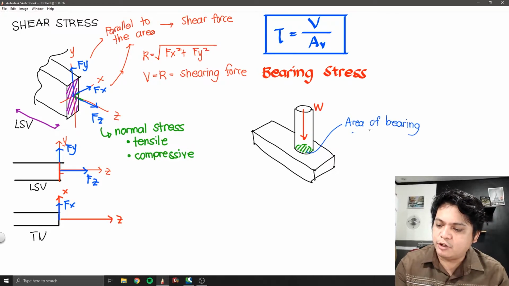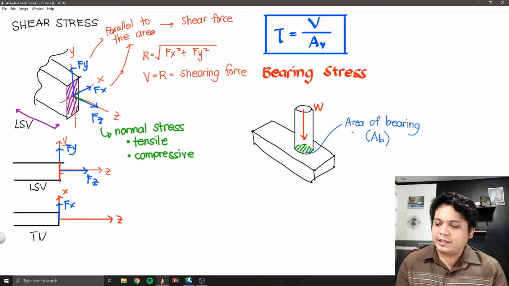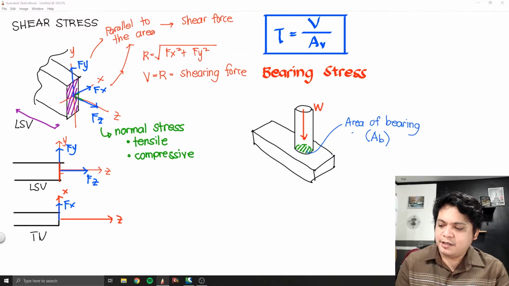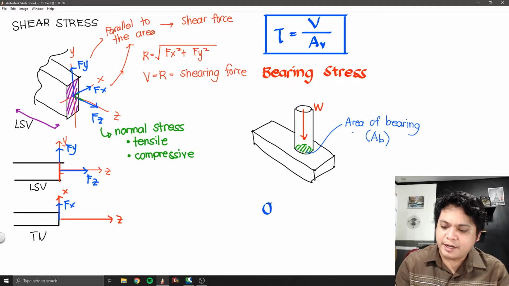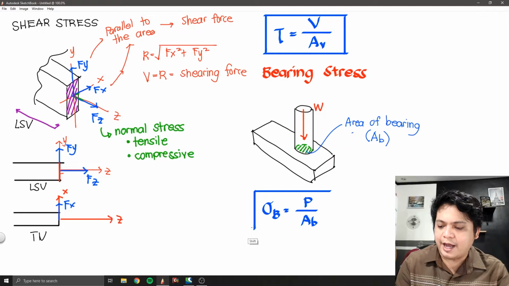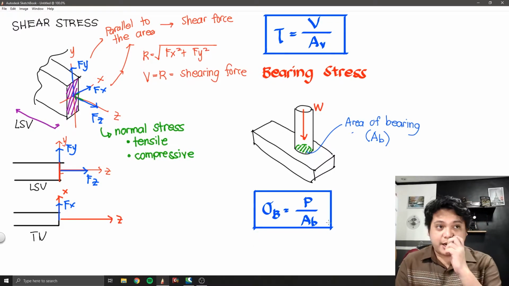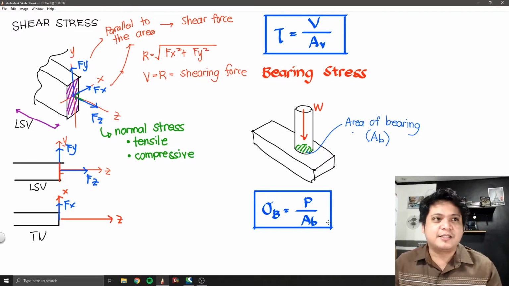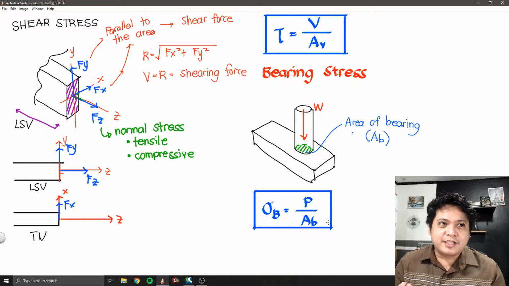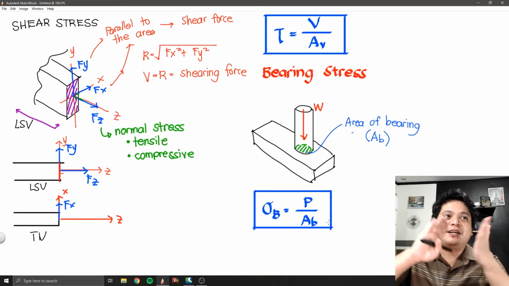Okay? So, denoted, tawagin natin siyang A sub B. So, para makuha natin yung bearing stress, we will be having here the bearing stress, and that is equals to the force P all over our area of bearing. Okay? Ayan. So, same lang siya. Meron kang bearing stress. Ang kaibahan niya sa normal stress, si bearing dapat meron siyang kadikit.